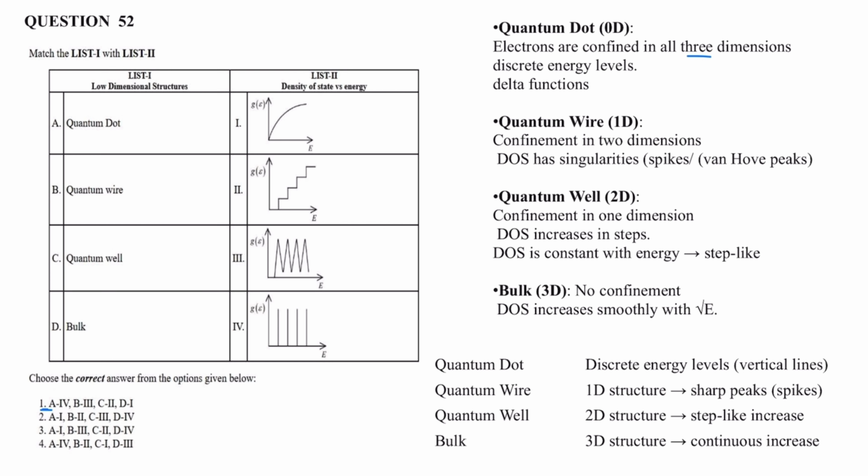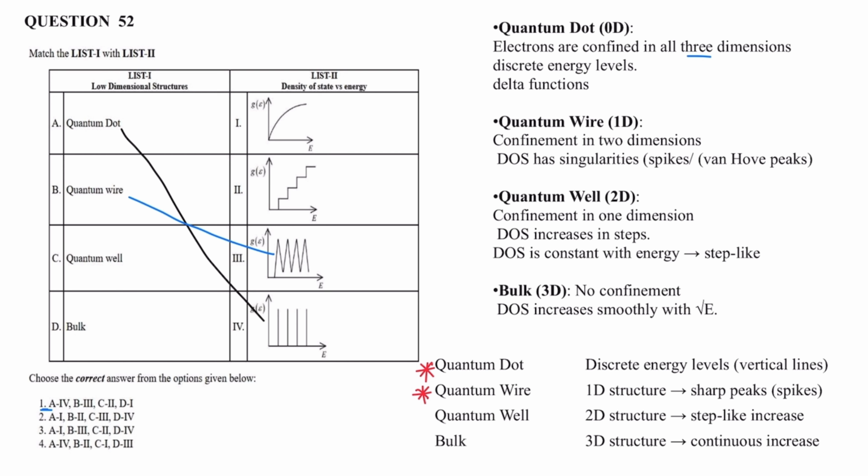Question number 52. In list 1, low dimensional structures are given. In list 2, density of states versus energy is presented. For quantum dot, discrete energy levels, vertical lines. For statement A, it is 4. Quantum wire is a one dimensional structure with sharp peaks.